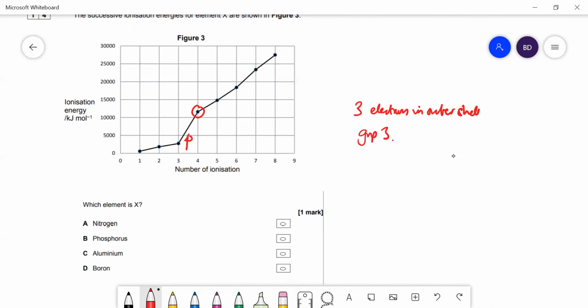We've got two elements in group 3 here, aluminium and boron. So how can we tell which one it is? Well, boron has atomic number 5, so it's only got 5 electrons. So you can't have 8 successive ionizations of boron. That's impossible. So it must be aluminium.